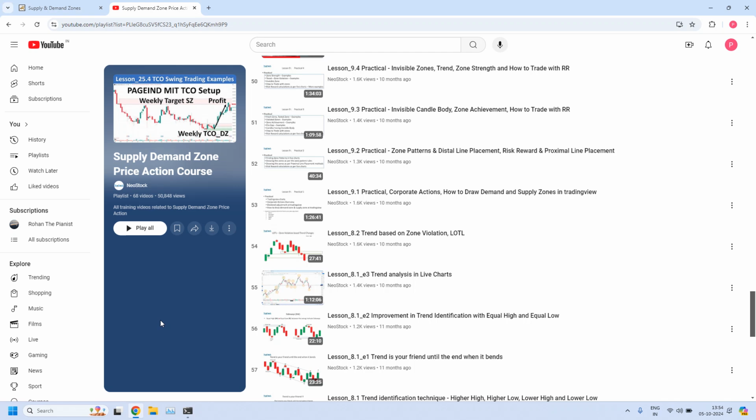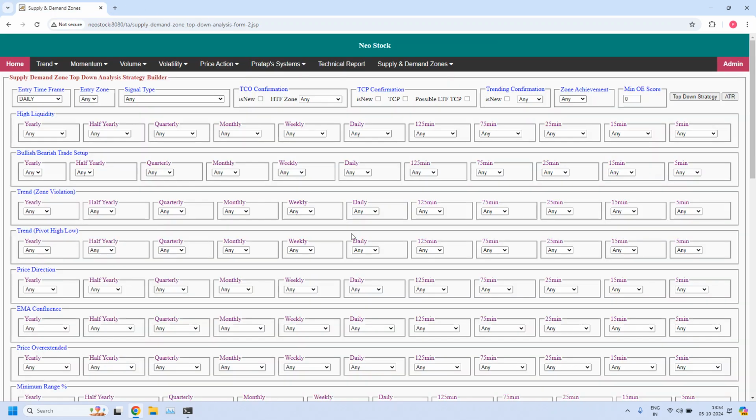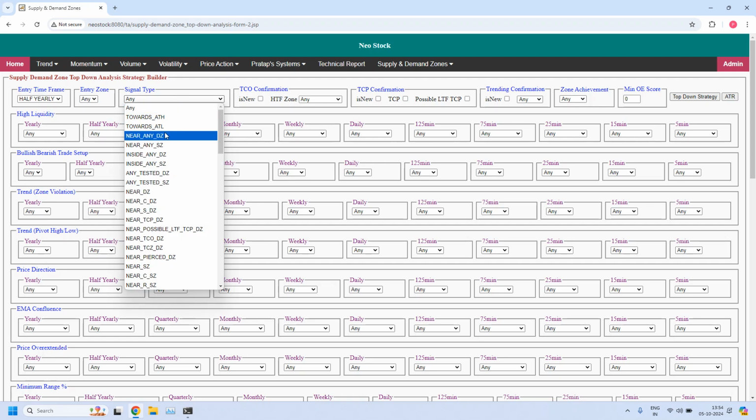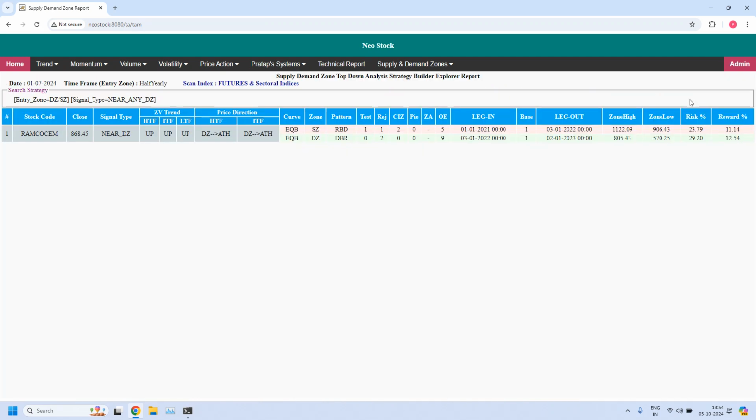Now let's get into the report generation. First we will identify the stocks near demand and supply zones for different time frames, starting from the half yearly time frame. During this process, we will also identify daily and 75 minutes high liquidity zones. Okay, I'm starting with the half yearly time frame. Let us find the stocks near the half yearly demand zone.